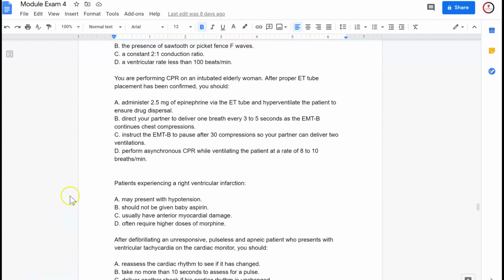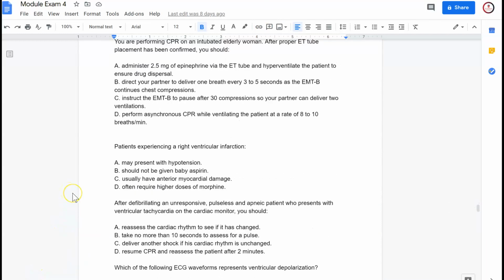You are performing CPR on an intubated elderly woman. A proper ET tube placement has been confirmed. You should do what? Administer 2.5 milligrams of epi via the ET tube and hyperventilate? No, don't do that. Direct your partner to deliver one breath every 3 to 5 seconds? Close, but not 3 to 5 seconds, that's very fast. Instruct the EMT to pause after 30 compressions so your partner can deliver 2 ventilations?